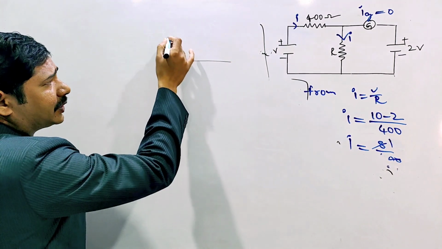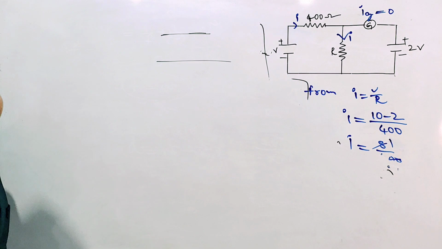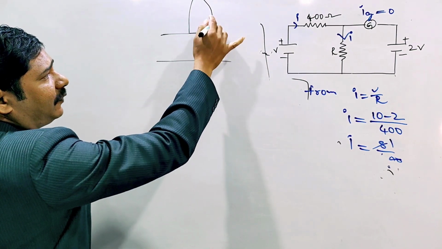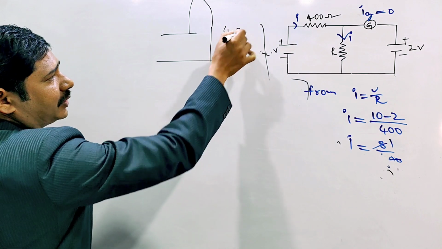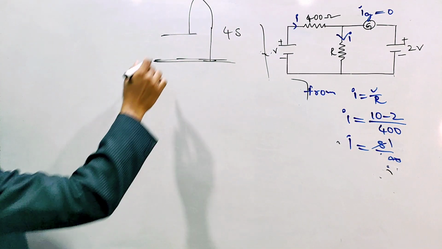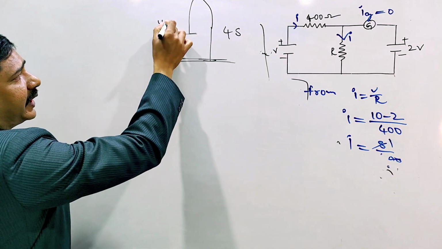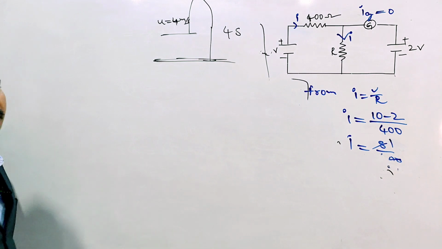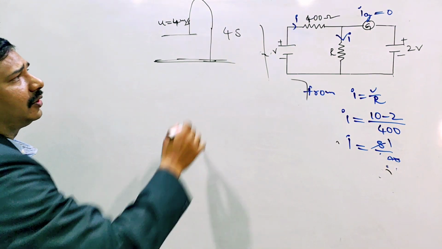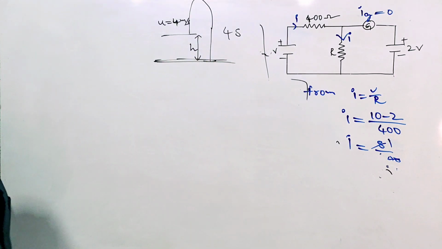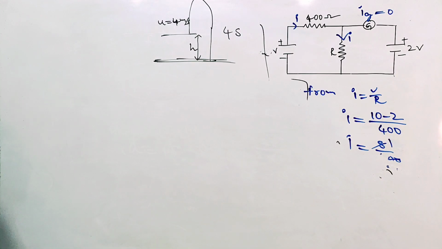In this, a student threw a stone. He stood on a bridge, so the stone was thrown, and after 4 seconds it reached the surface of the water. With what velocity? With 4 meters per second. U equal to 4 meters per second he threw. So what are they asking? The total height of the bridge. How much is the height of the bridge, they are asking.